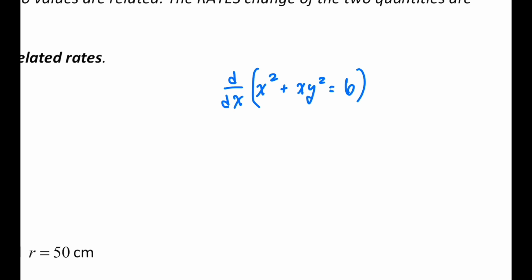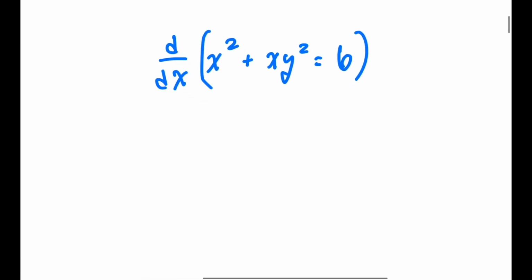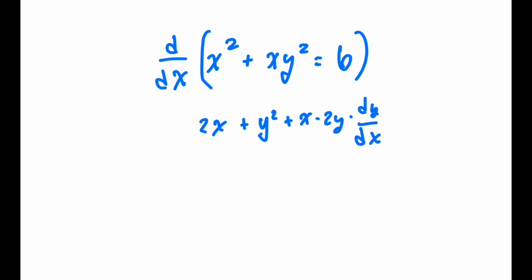So when we did that, we took the derivative with respect to x, and we always had to have a dy dx term there. So in this quick example, I've got d/dx of x squared plus x y squared equals 6. That's going to give us 2x plus, remembering the product rule, derivative of x is 1 times y squared plus x multiplied by 2y times dy dx, equals 0. With implicit differentiation, we had that dy dx because y is treated as a function of x.